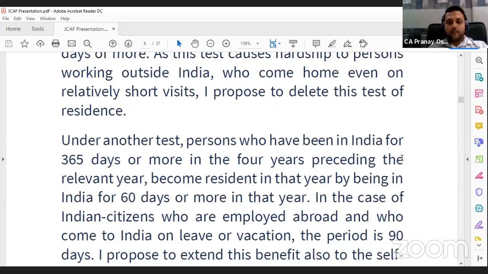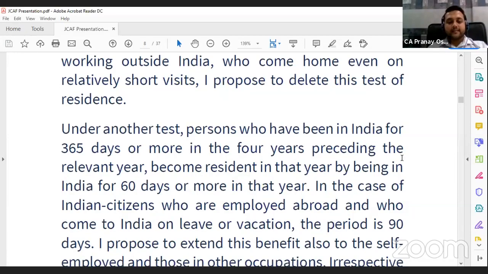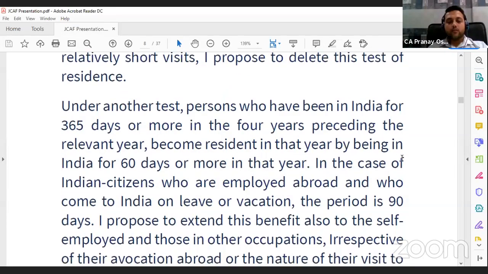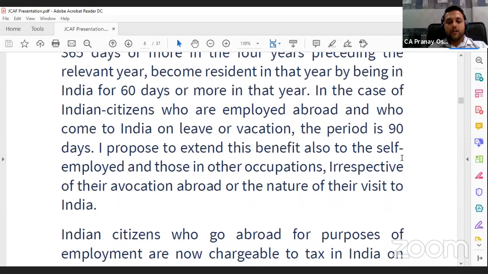Under another test, persons who have been in India for 365 days or more in the 4 years preceding the relevant year become resident in that year by being in India for 60 days or more in that year. In case of Indian citizens who are employed abroad and who come to India on leave or vacation, the period is 90 days. I propose to extend this benefit also to the self-employed and those in occupation, irrespective of their vocation abroad or the nature of visit to India.